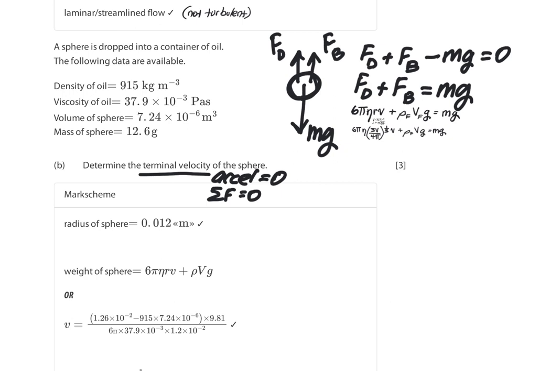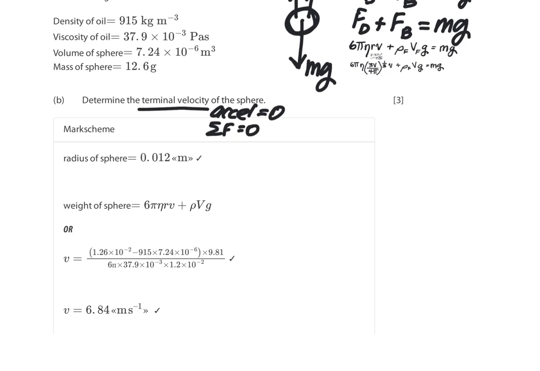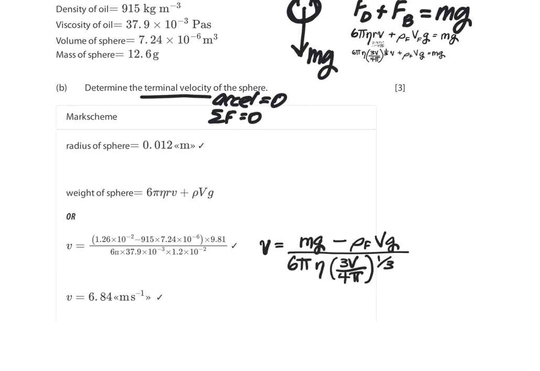The only thing missing is the terminal velocity. Looking at the mark scheme, it seems they decided to find the radius of the sphere first and then plug that back into the expression. That's probably simpler in terms of the algebra, but let's solve for v and go from there. I'm going to put my solution for v right next to the mark scheme. I actually didn't collect terms. I probably could have put m minus density times volume in parentheses, but let's just proceed from here.